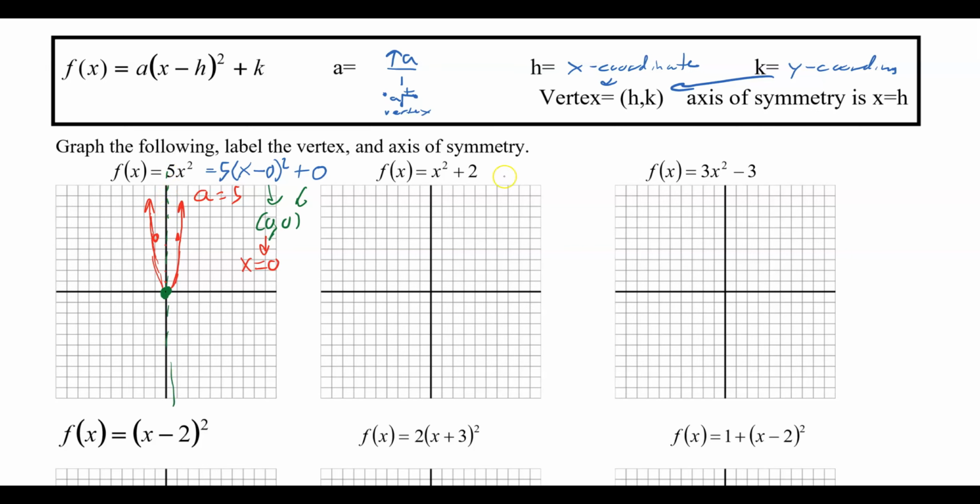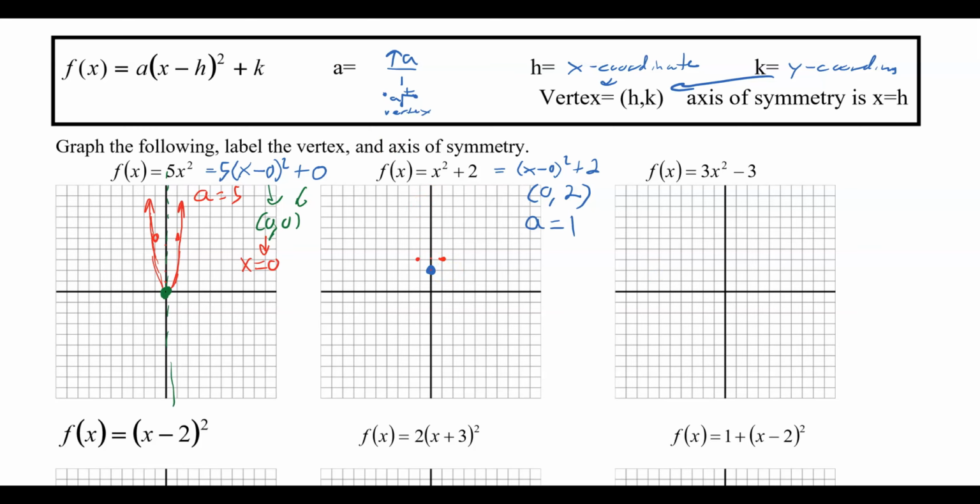All right, let's try another one now. So this one would be just plain old x minus 0 squared plus 2. So our vertex would be 0, 2. So we put a dot at 0, 2, right there. So that means we're not going to move any shifting left or right, and we're going to go up 2. Now our a here is just plain old 1, because there's nothing in front. So we go up 1 over 1, up 1 over 1.